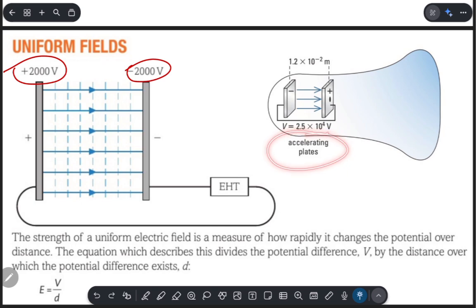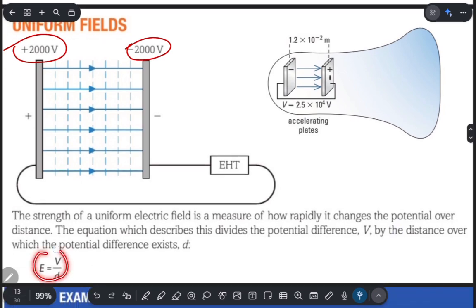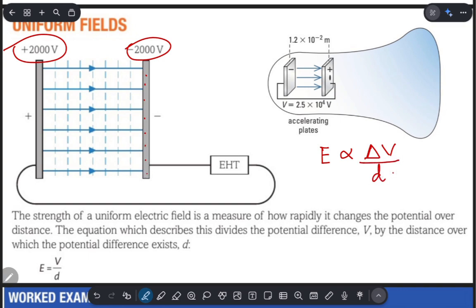This is the internal structure of an oscilloscope, you can say. These two plates are separated by a potential difference of 2.5 into 10 to the power 4 volts, and they have a separation of 1.2 into 10 to the power minus 2 meters. So we can find the electric field strength in terms of V and d. Electric field strength is directly proportional to the potential difference. If you apply more volts, more and more charges accumulate here, so more energy will be stored, and it is inversely proportional to the distance or separation between the plates.